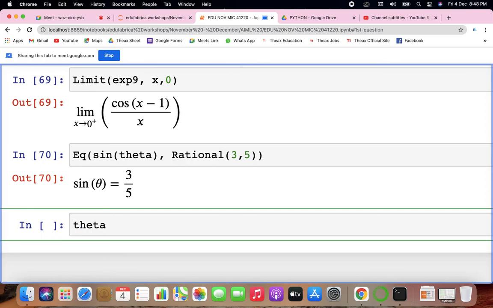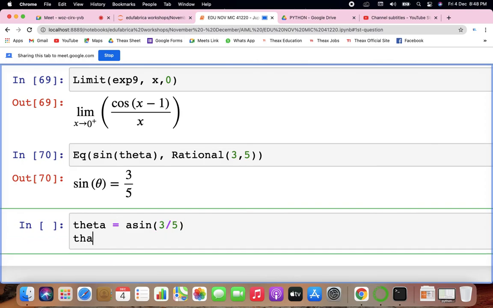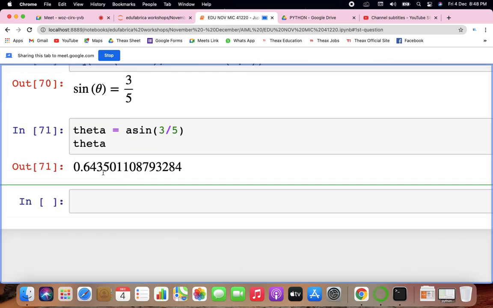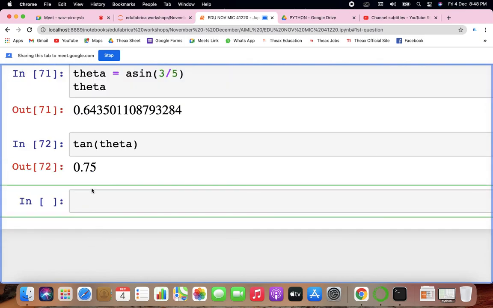So we can say theta would be equal to sine inverse. So sine inverse, we can write it as asin of 3 by 5. So there obviously you would be getting something as a theta value, that is 0.6435, something like that, right? So we need to make it shorter, all right? And we need to find the value of tan theta. So this is the value of tan theta, 0.75. Right? Now, to make it in the fractional form, we need to make it as a rational denominator. We have to shorten the things. Okay?